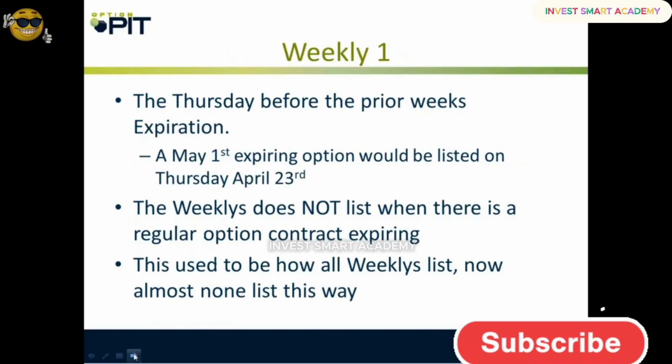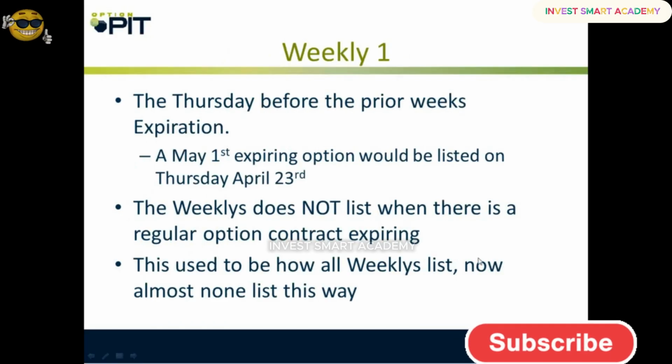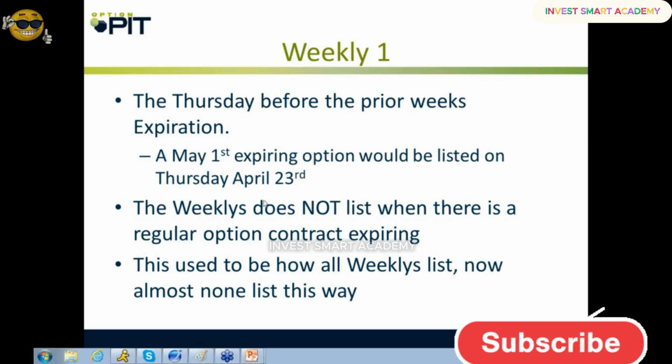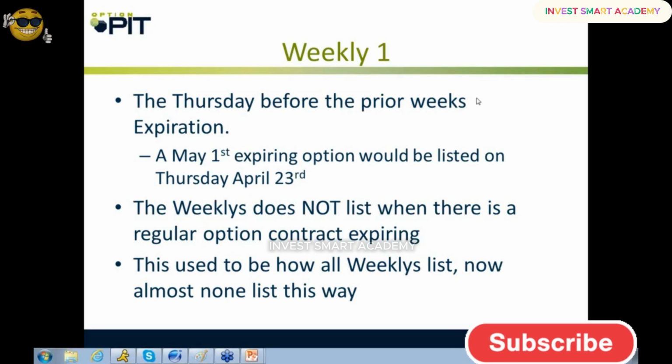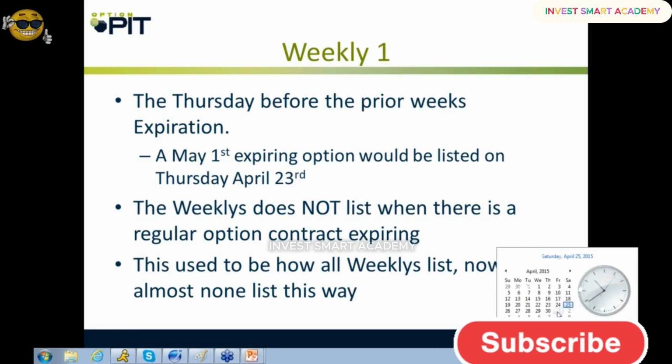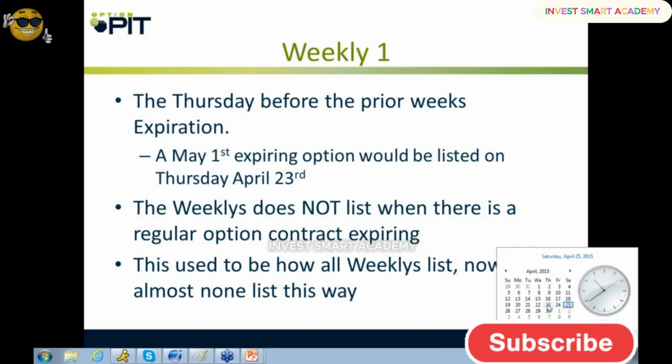All right. So the weeklies that list as 1 week. These list the Thursday before the next week's expiration. All right. So a May 1st option will list on April 23rd. So the options that expire next Friday, May 1st, listed Thursday morning.